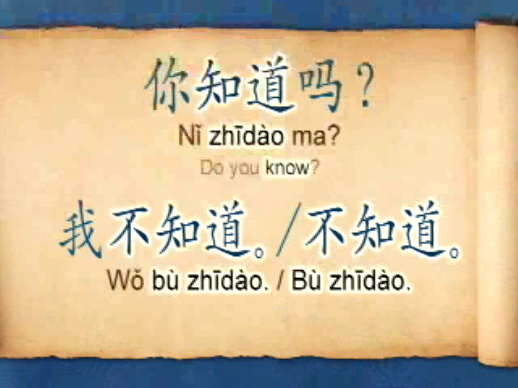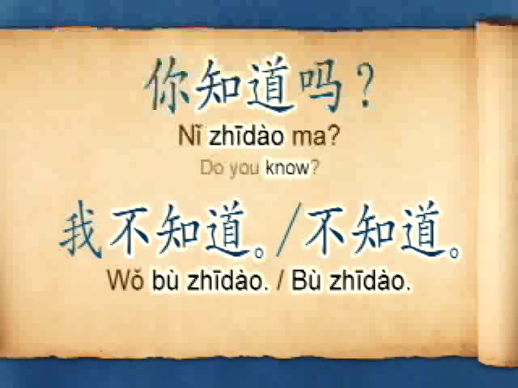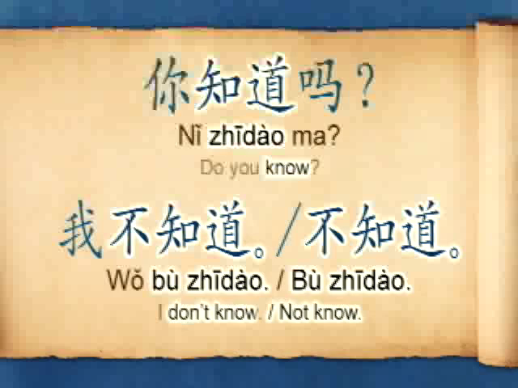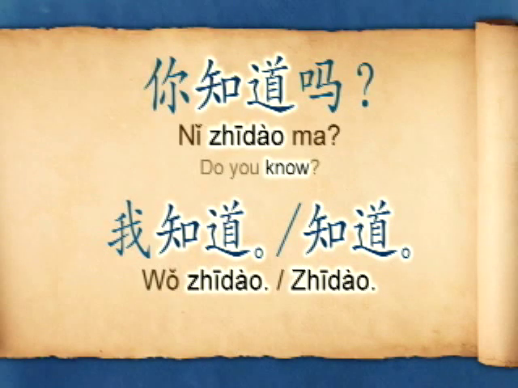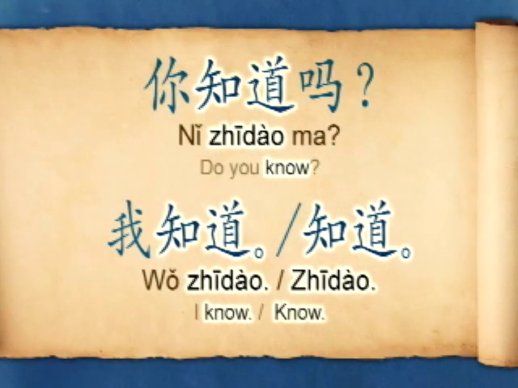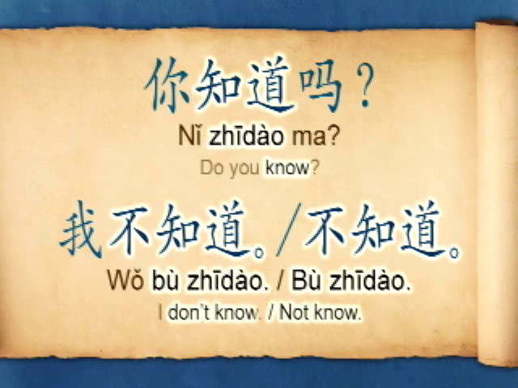To answer with a no response, you put the negative word 不 in front of the verb 知道 and say 我不知道 or 不知道, I don't know or not know. To answer with a yes response, you would say 我知道 or 知道, literally I know or know. Remember to answer the ma question, that is a yes or no question, you repeat the verb used in the question to answer yes, and say the negative form of the verb for no.